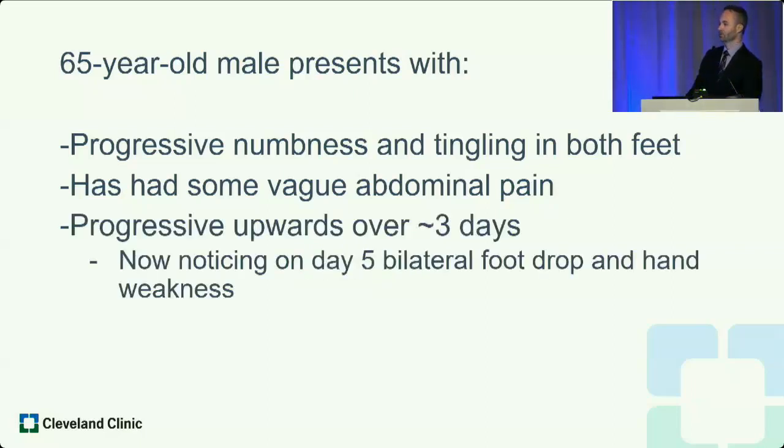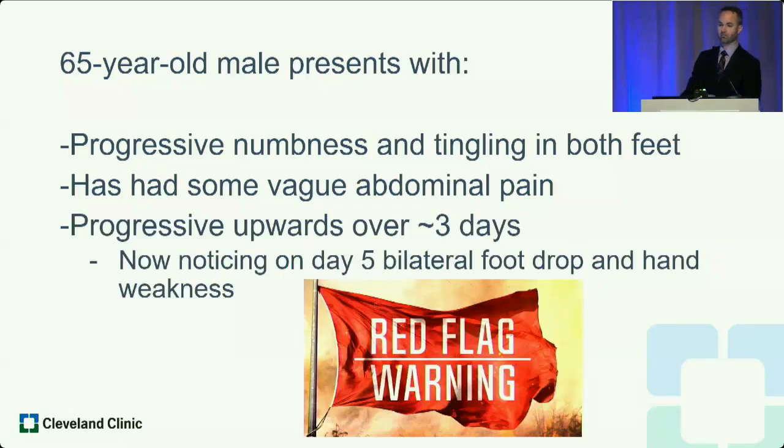But now you find out that it's progressed upwards over 3 days. You're noticing by day 5 that he's actually developed a bilateral foot drop and he's got some hand weakness. Okay, so now all of a sudden we've met our red flags, right? This is actually very concerning. This is an acute neuropathy that's progressing very, very rapidly.